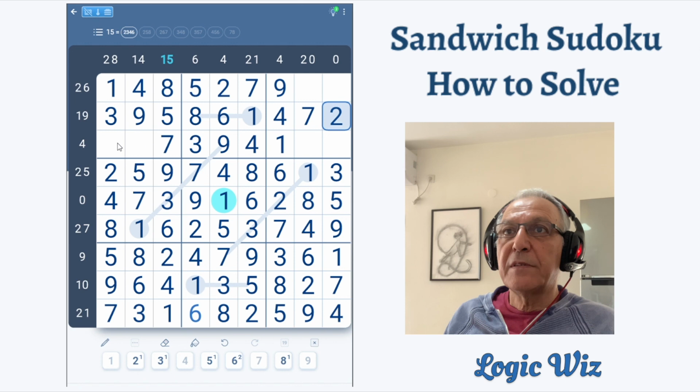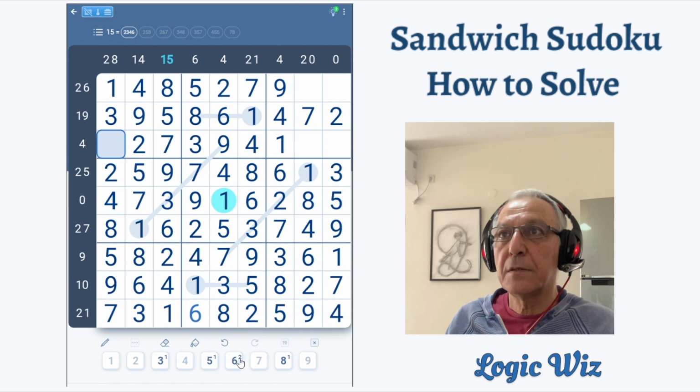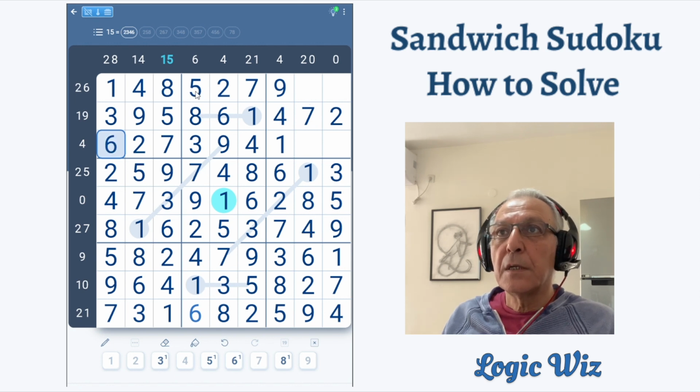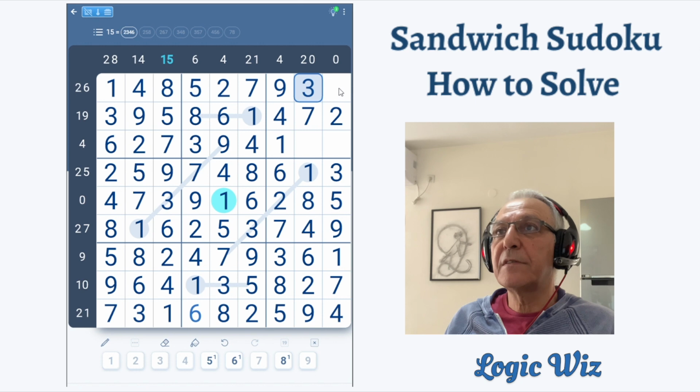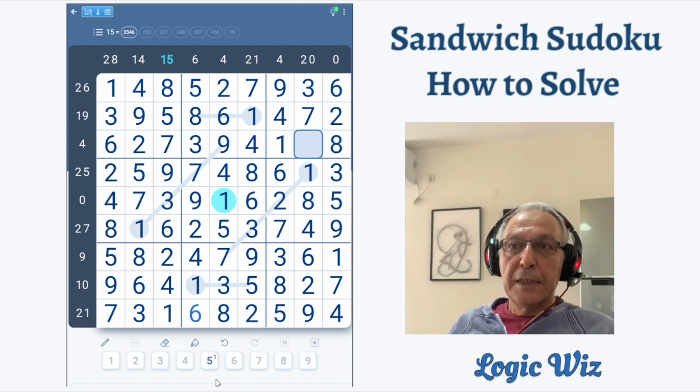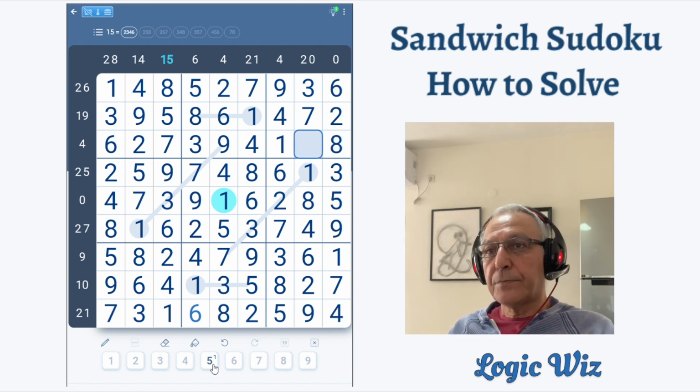And again, we are missing here 2. This one must be 2. 1, 2, 3, 4. This one is a 6. We are missing here 3. 3 can go only here. And 4, 5, 6 is missing. 6 must go here. And then 5 and 8. 8 must go here. And the last one, 5 goes here.